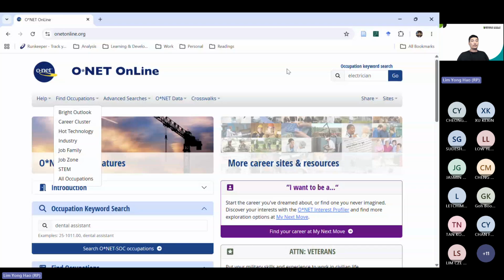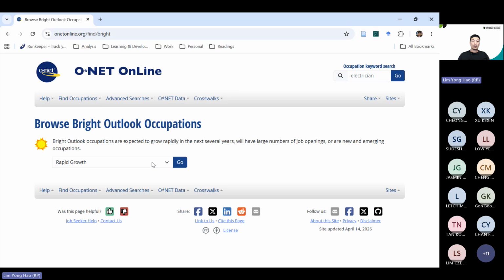I know it's at least last year, because the year before I didn't see some of these things. So if you go to O*NET and go to Bright Outlook, they now have this more frequent update of bright occupations that are expected to grow rapidly in the next few years with large numbers of job openings, or are new and emerging. I think they do have a bit of a definition: if the number of jobs posted in that particular job family grows 5% or more every year, then you'll be included. That's a big growth.